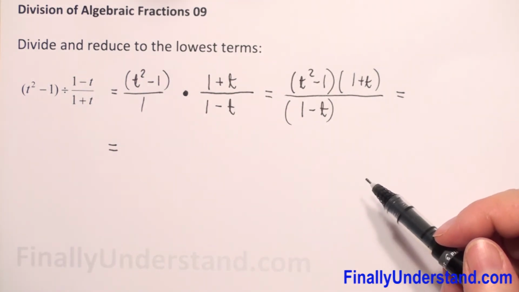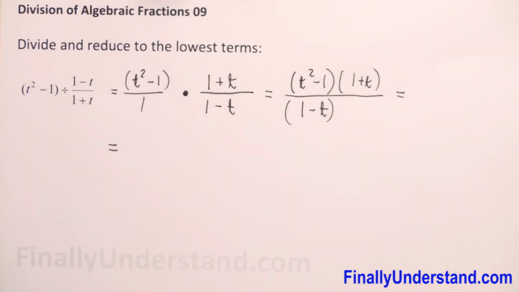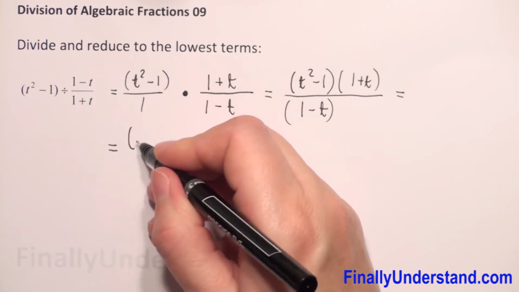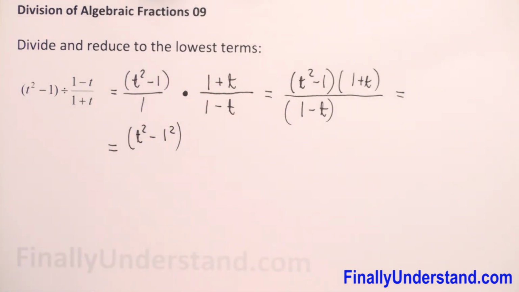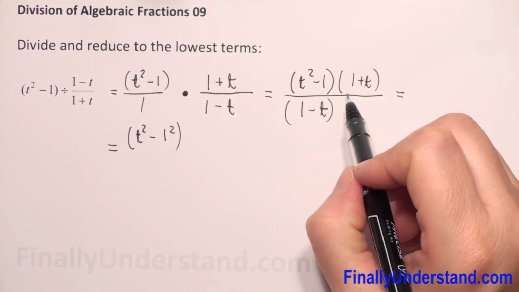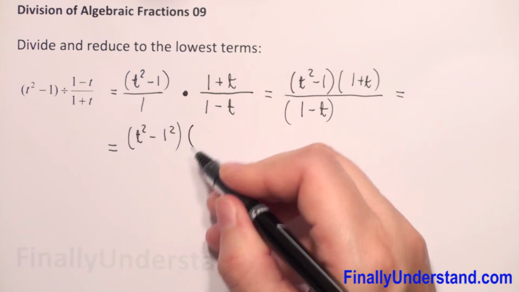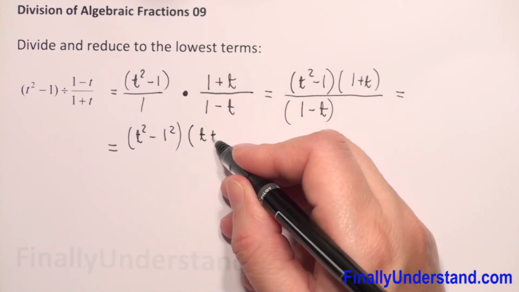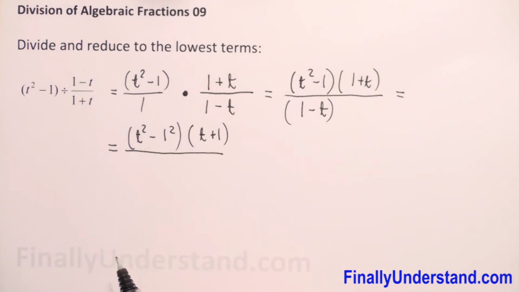In that moment we don't have it, but in the first parenthesis we have t squared minus 1. So we can rewrite that this is t squared minus 1 squared. And we have a difference of two perfect squares. And next we have 1 plus t. I will put the first variable t plus 1. This is the same expression.